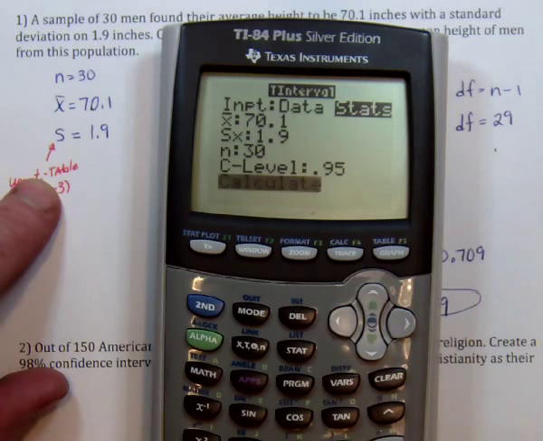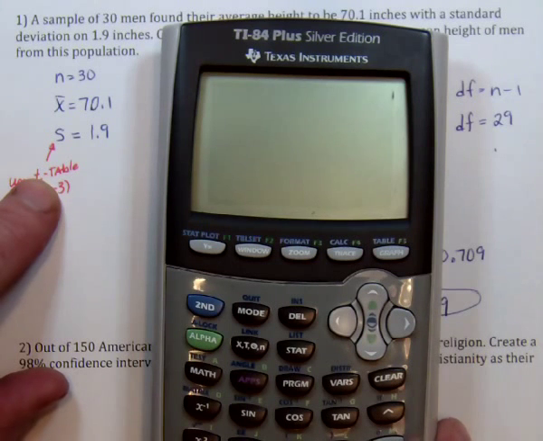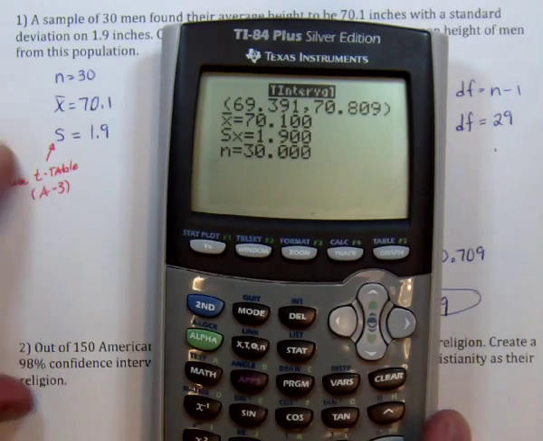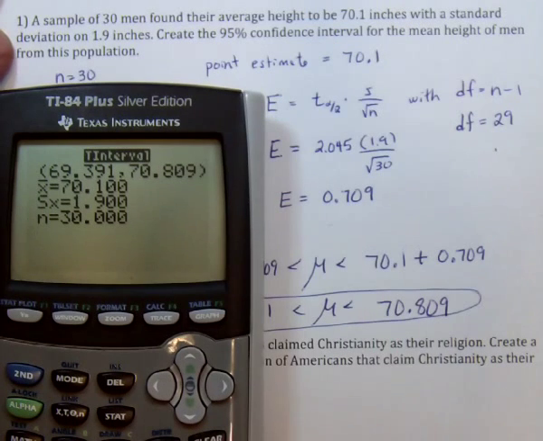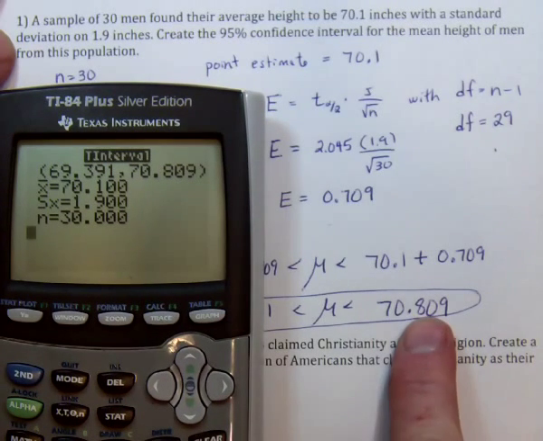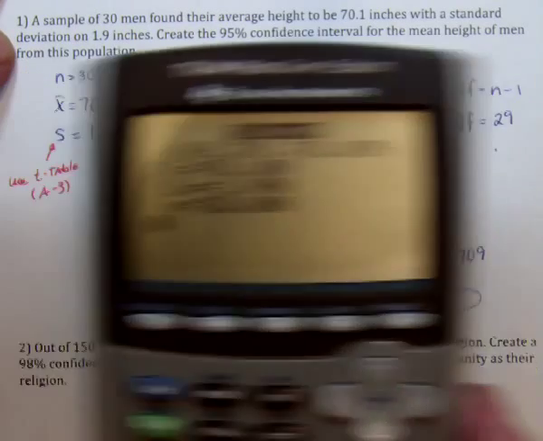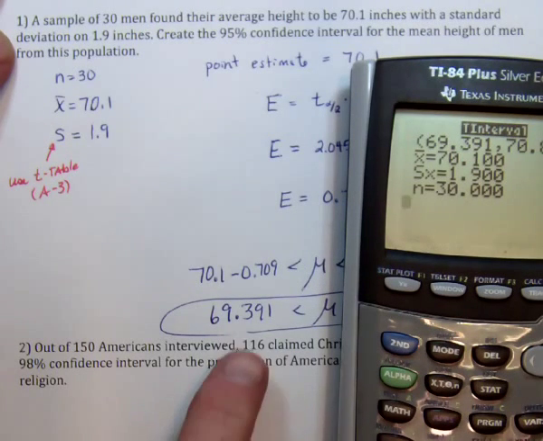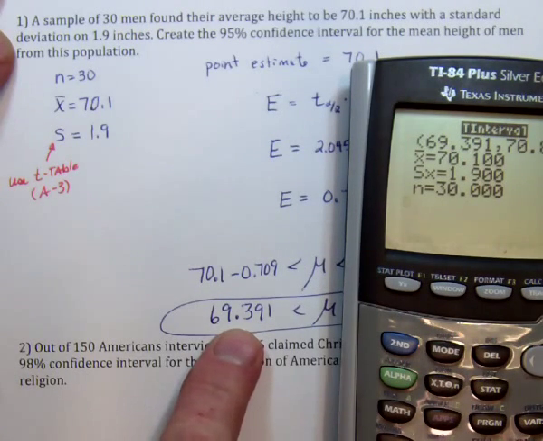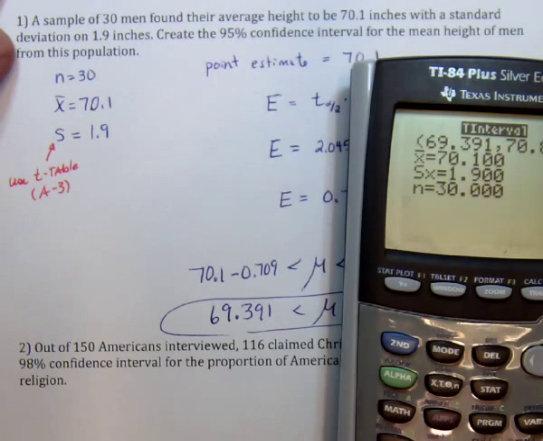And then calculate, and you'll notice that 70.809 on the right side, so we got that one right, and 69.391 on the other side. Perfect, what a smart calculator.